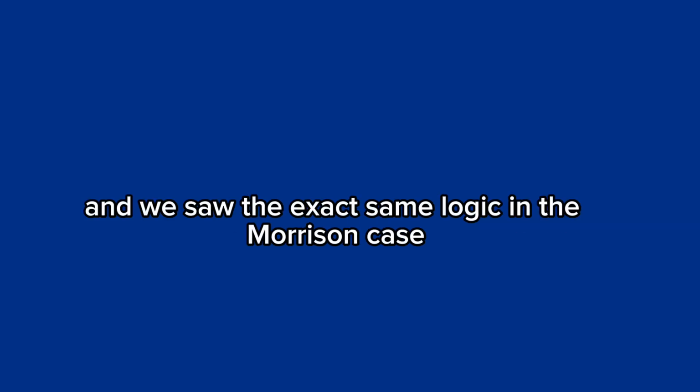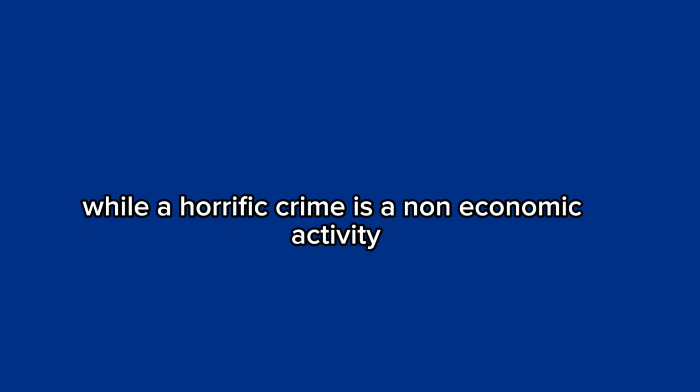And we saw the exact same logic in the Morrison case, which involved the Violence Against Women Act. There, Congress tried to create a federal civil remedy for victims of gender-motivated violence. And they made the same kind of argument. This violence affects women's ability to travel, to work, to participate in the national economy. The court struck it down again. For the same reason. Same reason. Gender-motivated violence, while a horrific crime, is a non-economic activity traditionally handled by state criminal and civil law.